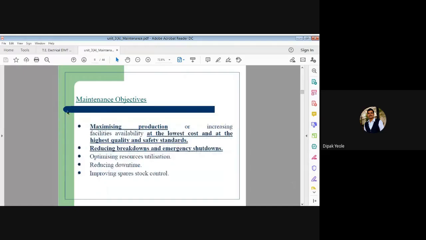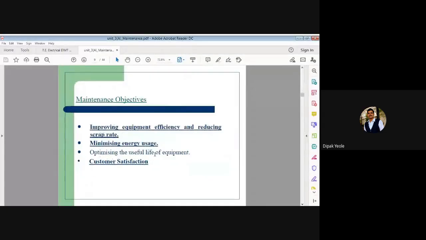So one can say that maximizing the production, reducing the breakdowns or emergency shutdowns, optimizing the resource utilization. So that we have discussed earlier. So for the theory purpose, I have written here. This point is very important. Customer satisfaction. After doing the maintenance, customer must be satisfied.